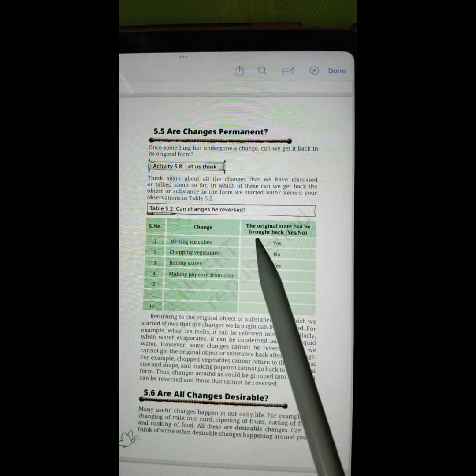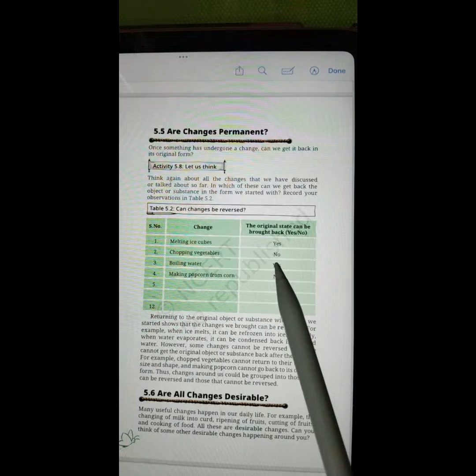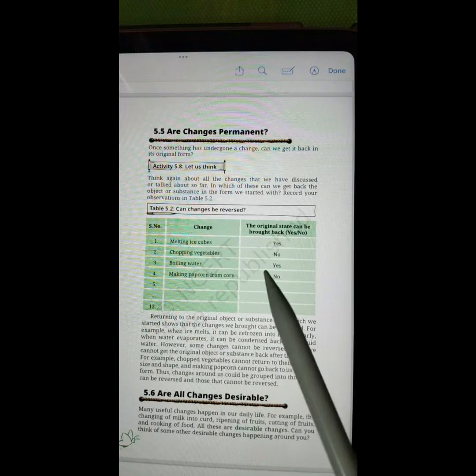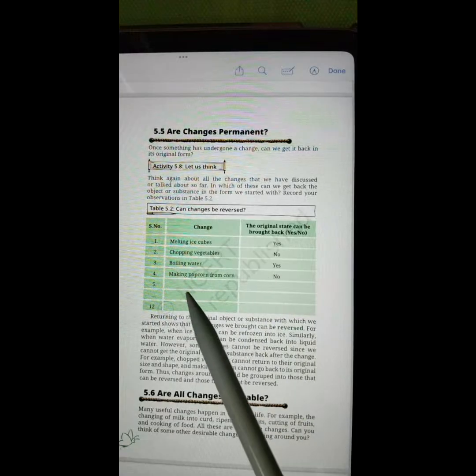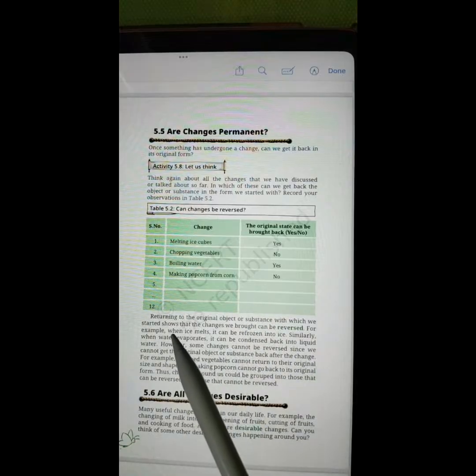Melting ice cubes: the original state can be brought back. Yes, it can be. Chopped vegetables cannot be brought back to their original shape. Boiling water can be brought back again to the same condition. Making popcorn from corn: no. Once the maize is popped, it cannot revert.